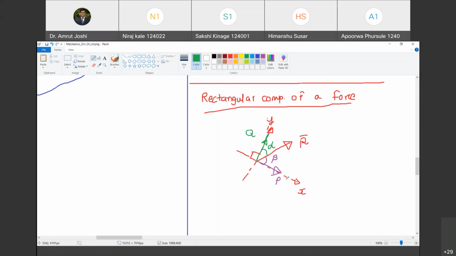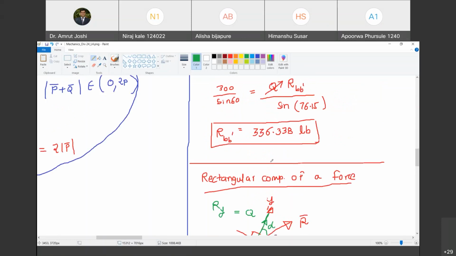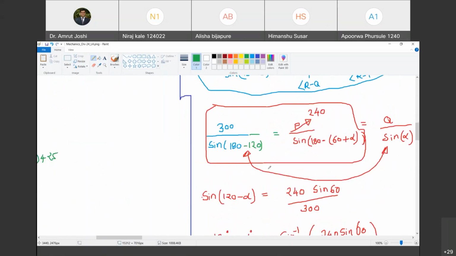By the way, what is P? P is nothing but the x component of R. Do you agree with me? So I can call P as well as the x component of R. And what is Q? Q is nothing but the y component of R. So I can call it as simply Ry. So let us apply this sine rule. In the sine rule, we did not make any assumption that the angle between two forces, or two directions, can or cannot be 90 degree.